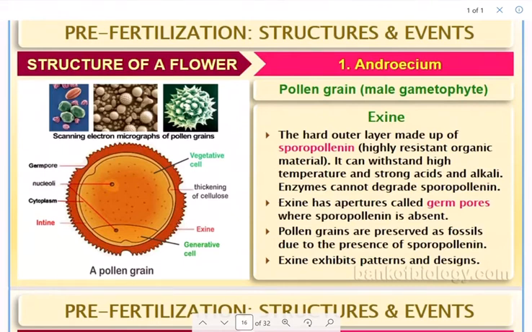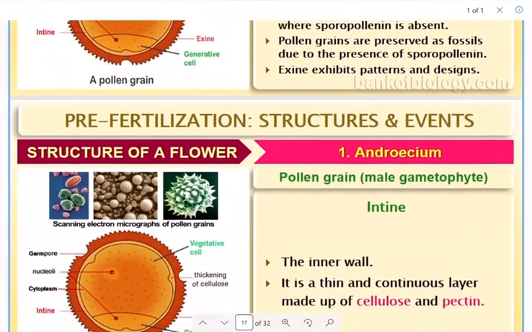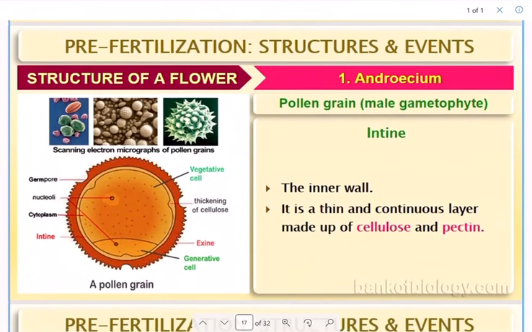Exine exhibits patterns and designs, as you are seeing here, and we can store these pollen grains of very rare species of plants. We call it a pollen bank. Just like how we have got blood banks, we have got pollen banks also. So very valuable, medicinally important pollen grains can be stored in the pollen bank.